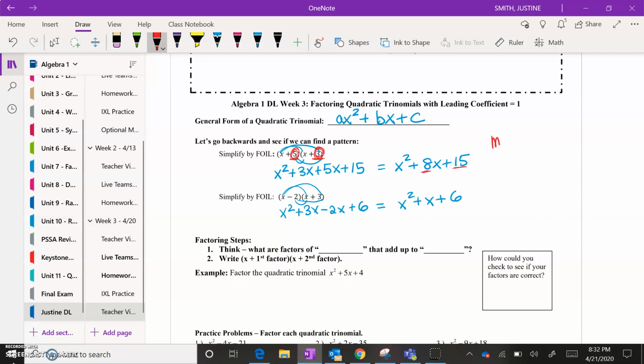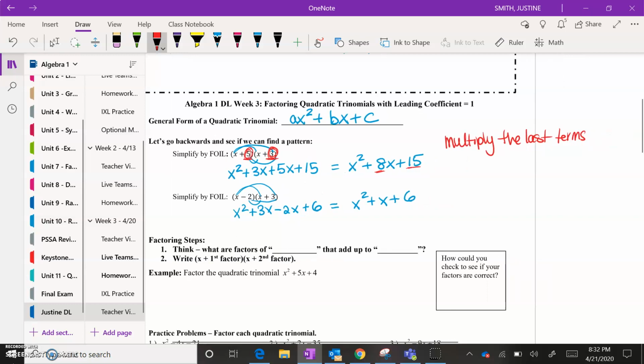So if you multiply the last terms, that's going to give you 15, or the constant term. If you add the last terms there, that gives you the term with the coefficient of x. Not x squared, just the coefficient of x.